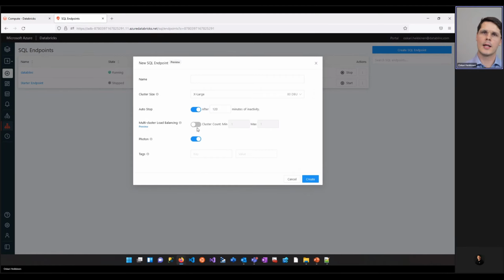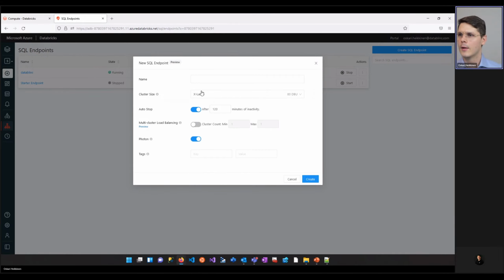And the difference here is that when I'm creating a SQL endpoint instead of a cluster, the way I've been familiar with Databricks earlier, I actually can get the load balancing. So if I'm actually using this as a backbone for my Power BI queries, I can have multiple clusters serving those queries under the hood. So that's sort of one of the key new functionalities.